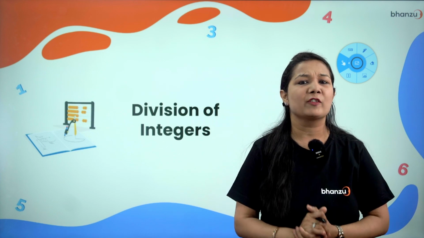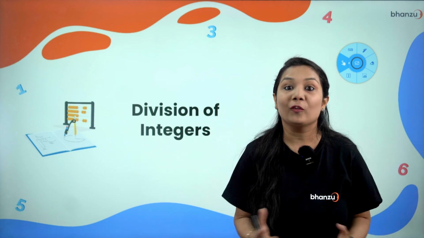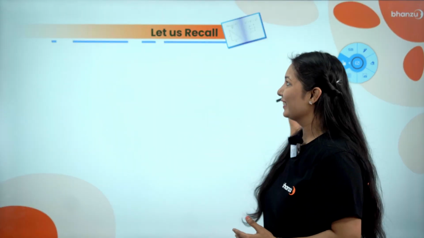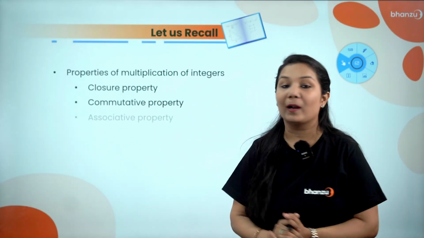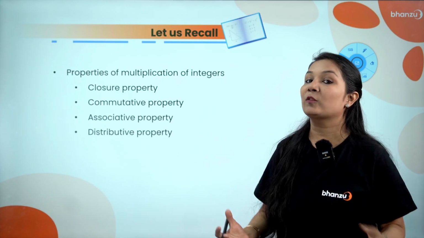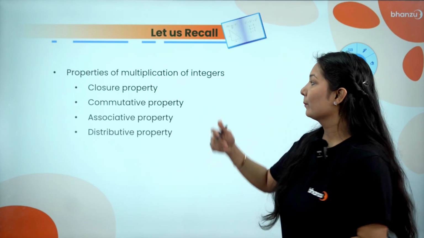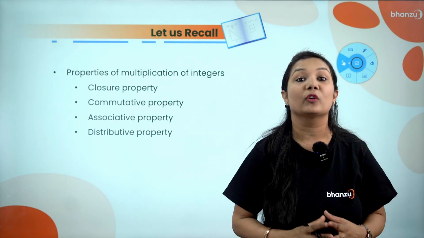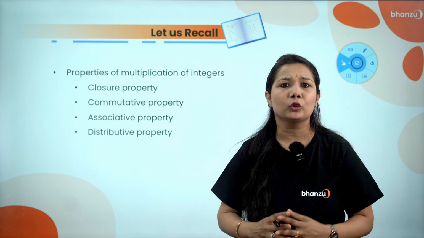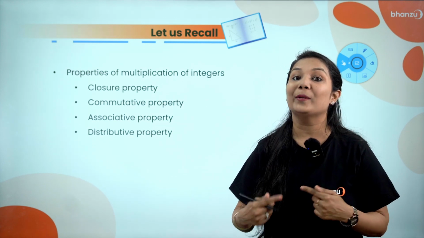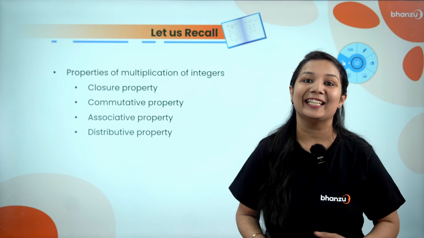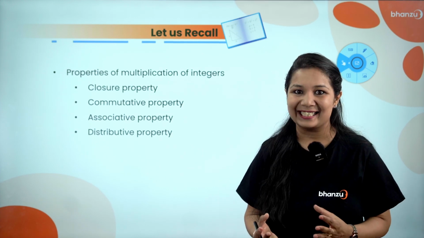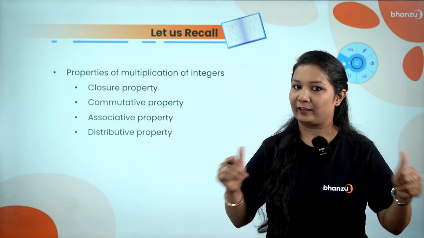But before we start division of integers, I hope all of you have recalled what we covered in our previous session. That is, we talked about properties of multiplication of integers, which were 4 different properties: closure property, commutative property, associative property and distributive property. Apart from this, we also talked about what we get when we multiply any integer by 0 and also what is multiplicative identity. I hope all of you have recalled it, right?